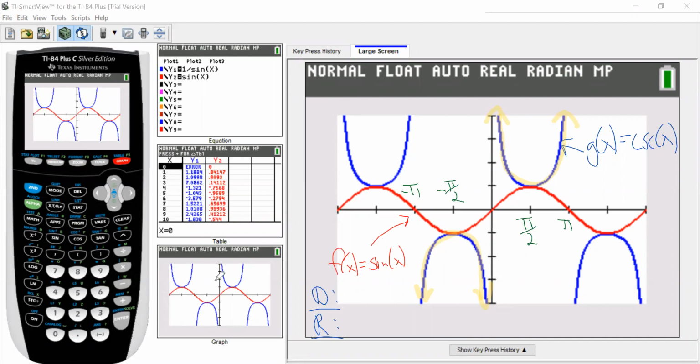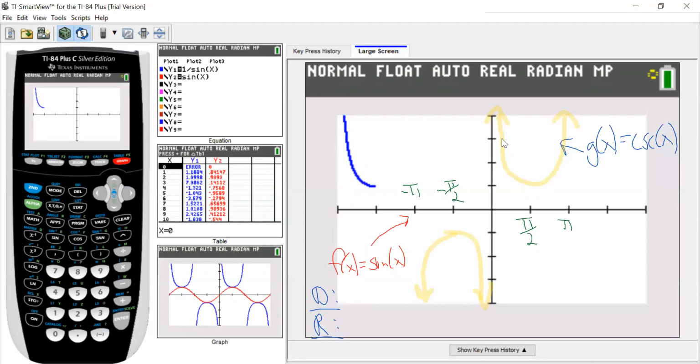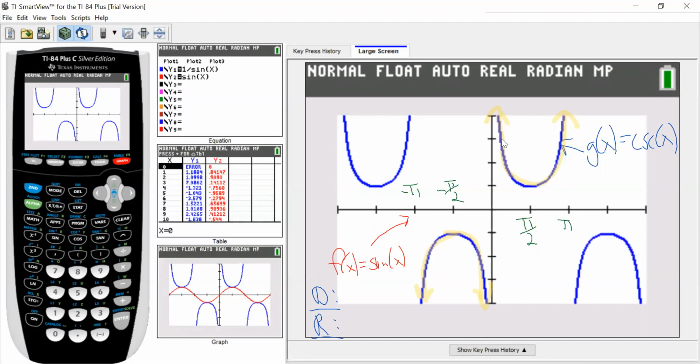And if I take out, I'm going to turn off the sine function for a second, so we only see cosecant. And so notice that values in between the peak and the valley, so in between here, are not included in the range.